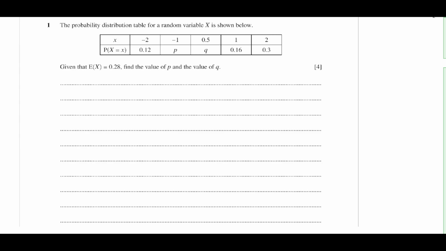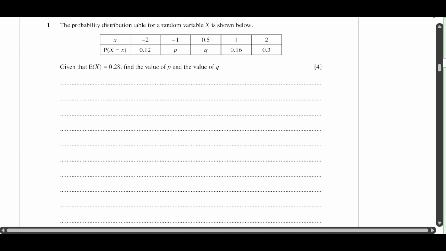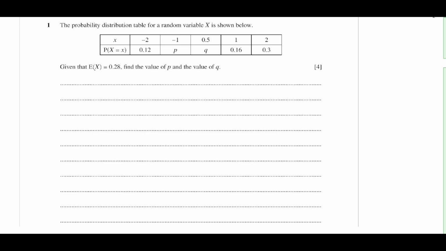Okay, so here we are solving paper 51 of October-November 2022. So let us see the first question. The probability distribution table for random variable x is shown. Given expectation of x is 0.28, you have to find the value of p and the value of q.